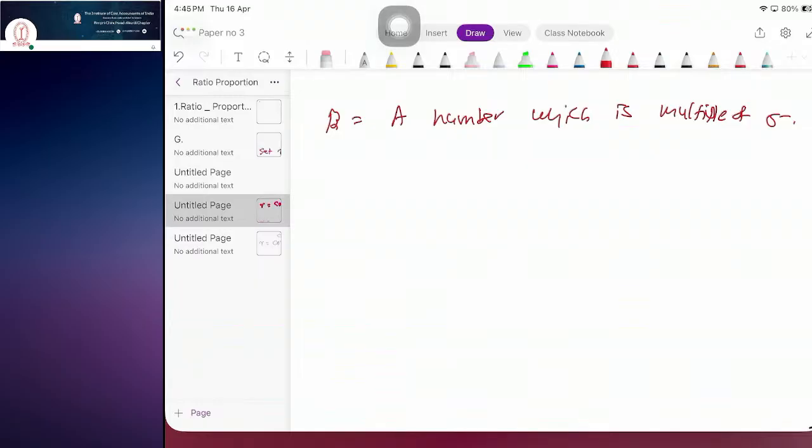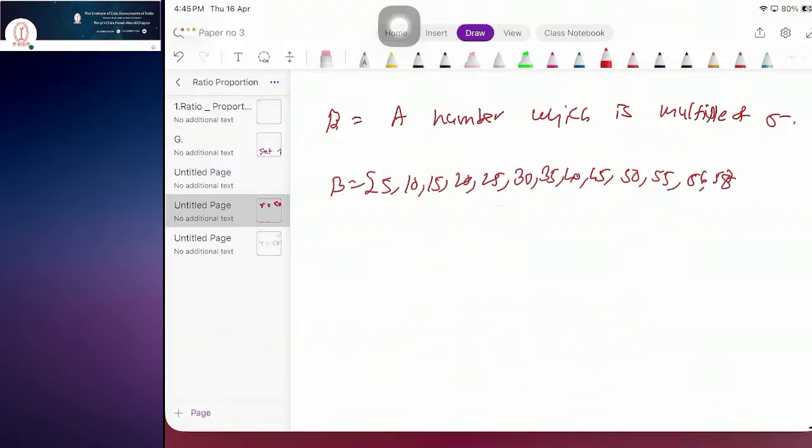मल्टिपल ऑफ 5 असलेले असे किती नंबर्स असतील? So let's find: 5, 10, 15, 20, 25, 30, 35, 40, 45, 50, 55, 60 and so on. असे नंबर्स आपल्याला येतील.